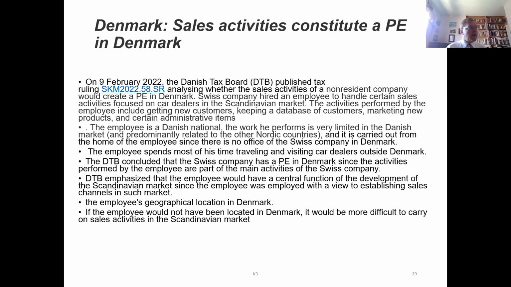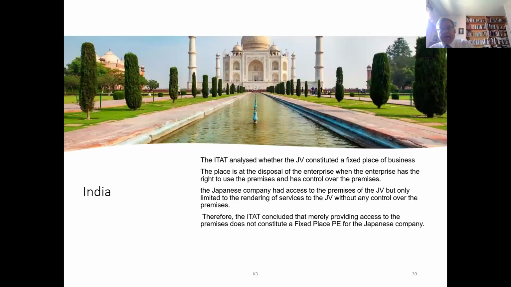I'm not going to go through many more. You can look at the slides at leisure, but the Indian tax authorities took a case, and this was about whether a joint venture created a permanent establishment. And what they said was that the overseas Japanese company did not have a permanent establishment.